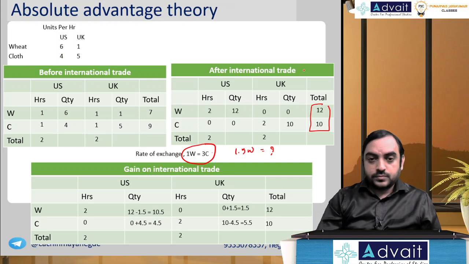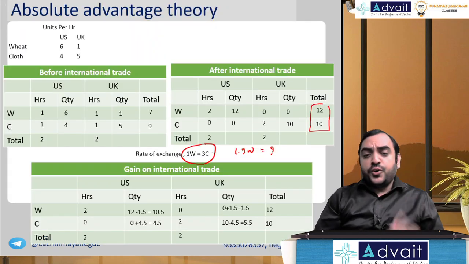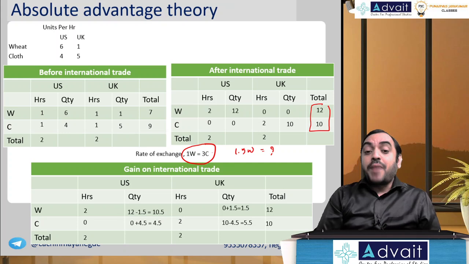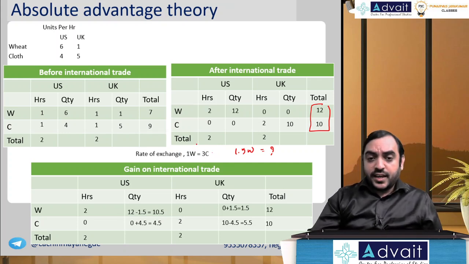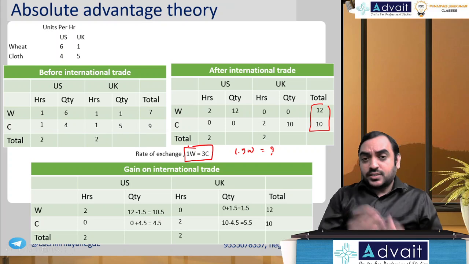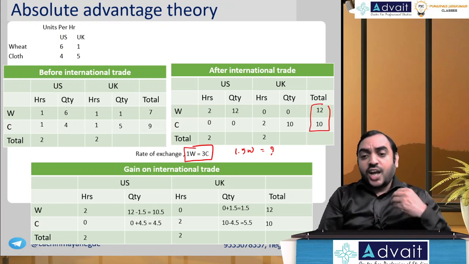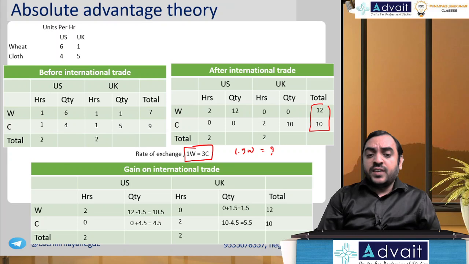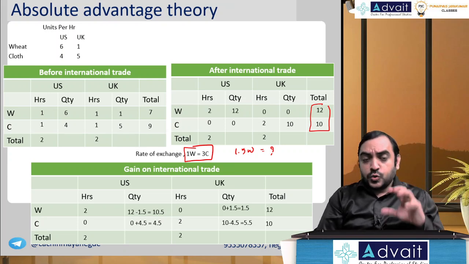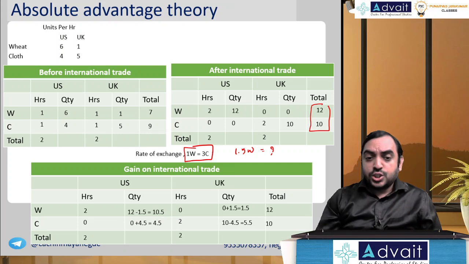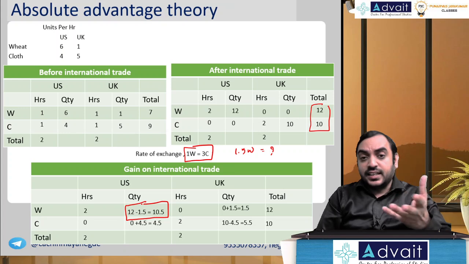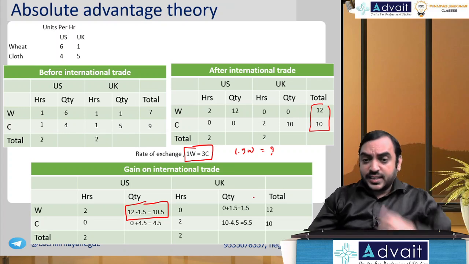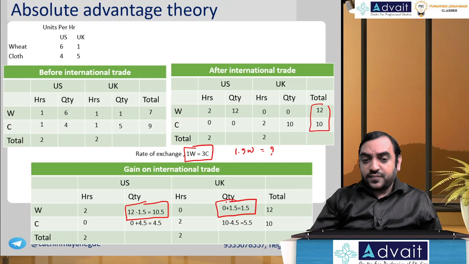Point 4. Point 4 is, if you exchange, if you do international trade, what is the impact? The international trade is 1 wheat is 3 clothes, that is like an exchange rate. And how much wheat are you giving up? You are giving up 1.5 wheat. Who is producing wheat? US. So for US, you do minus 1.5. They are selling, they are giving up. And for UK, they are purchasing, you do plus 1.5.